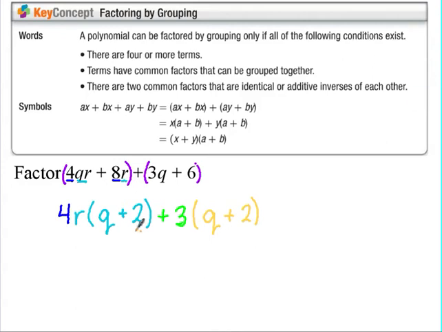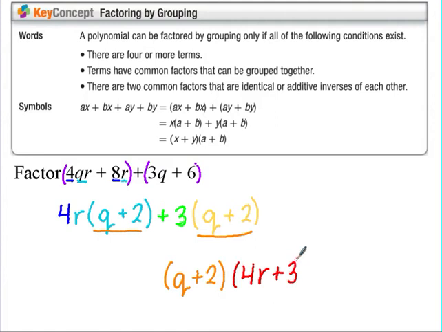Okay, so here's your first term that's in common. You notice that those need to match. If they don't match, you've done something wrong. That is one of your factors, q plus 2. Can somebody guess what the other factor will be? 4r plus 3.